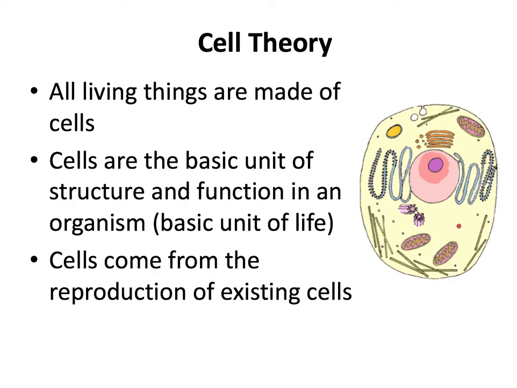which states all living things are made of cells: plants, animals, fungi, bacteria, all made out of cells. They're the basic unit of structure and function. You can't get smaller and still have a working living thing. And cells come from the reproduction of existing cells. They don't just pop into existence. They come from other cells.